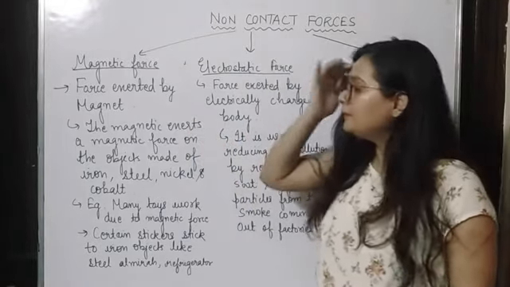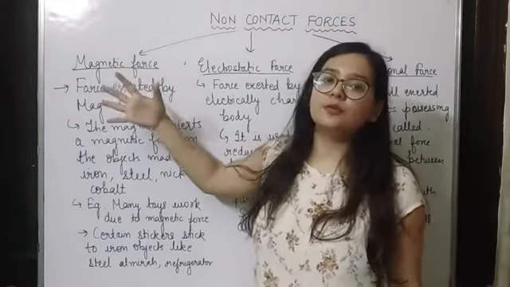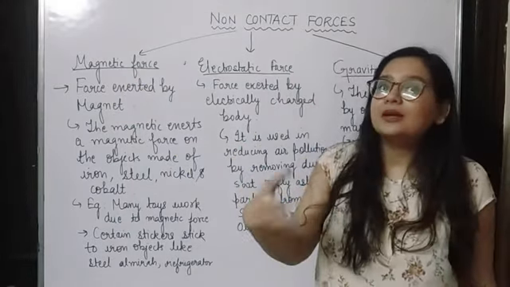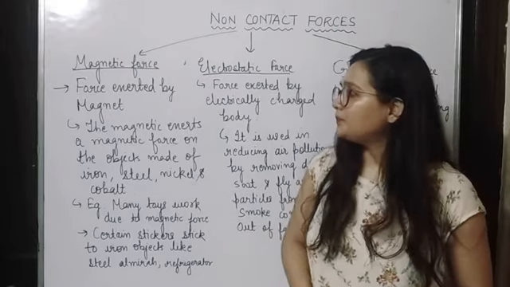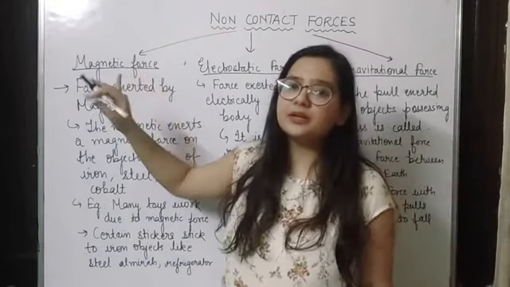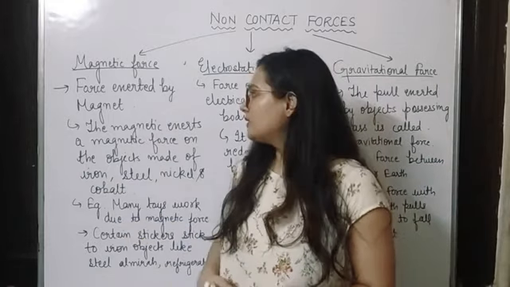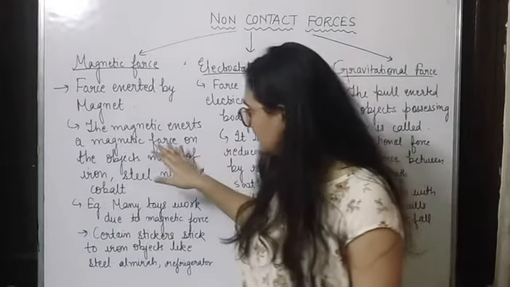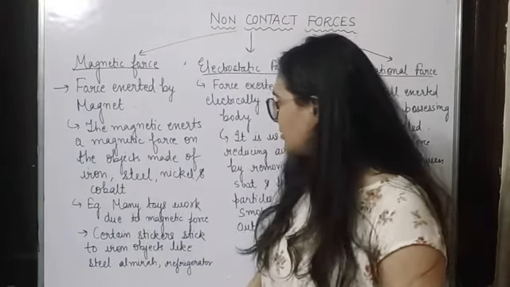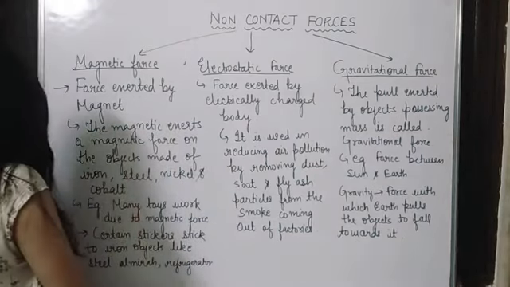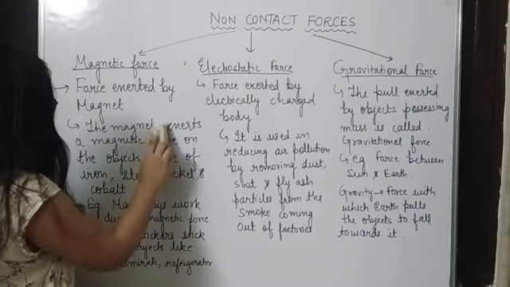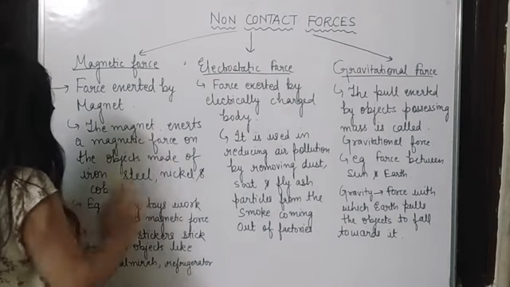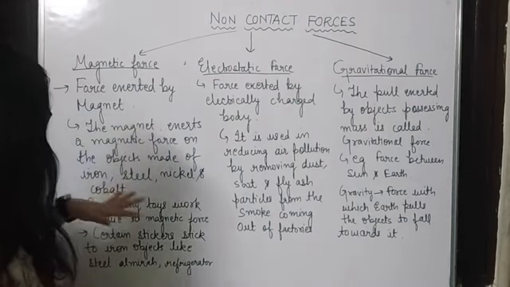So as you see, magnetic force means a magnet is involved in this force, right? So these are the forces that are exerted by magnets. For example, the magnet exerts a magnetic force on objects made of iron, steel, nickel and cobalt.